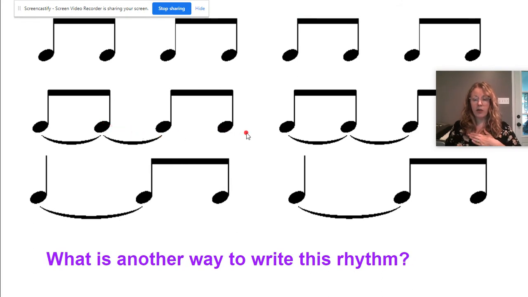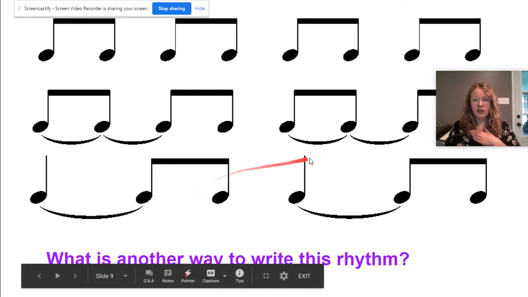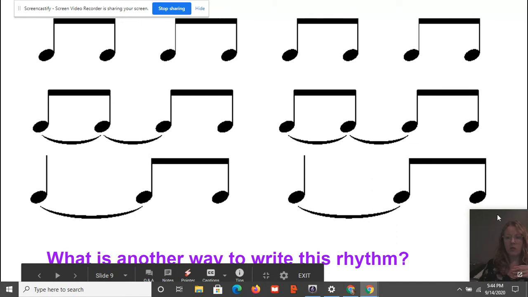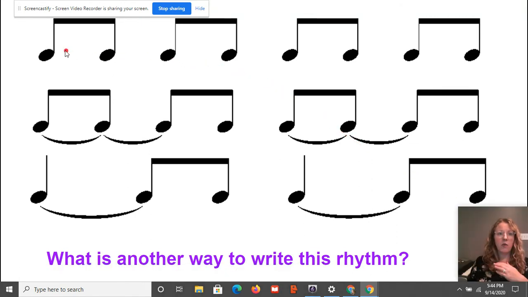Ta, and what comes after it? A T. So try it again. Ta, T, ta, T. And same down here. Ta, T, ta, T. All right? So let's do this whole page. Ready? 1 and 2 and 3 and go.